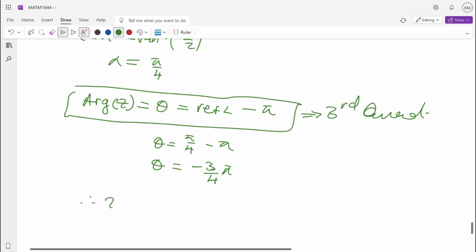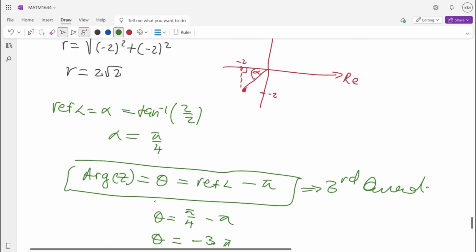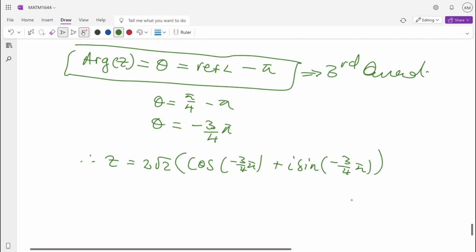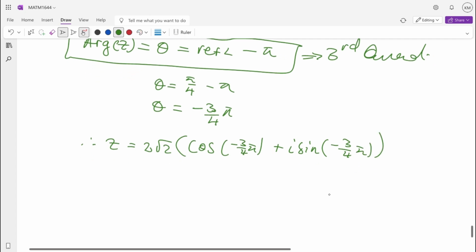So therefore z will be equal to, what did we get as our r? We got 2 root 2. So we're going to have 2 root 2 times cos of minus 3 over 4 pi plus i sine of minus 3 over 4 pi. Okay, that is how you do it.